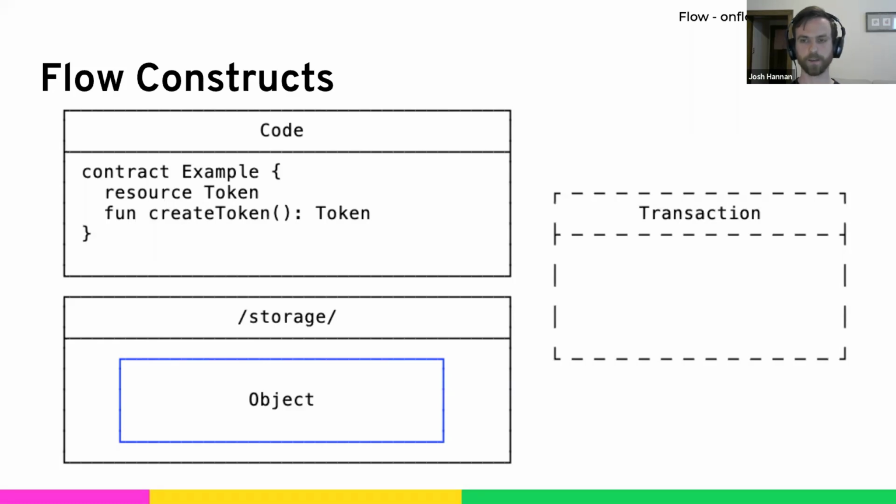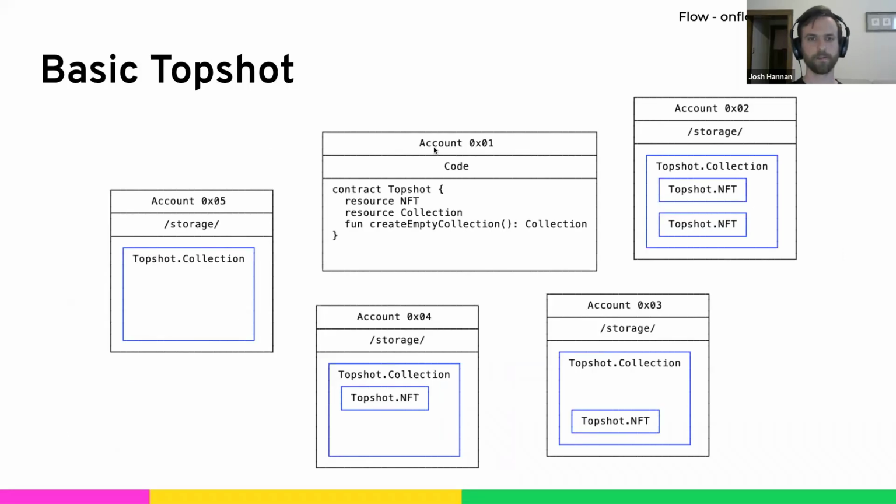And currently, externally submitted transactions are the only way to interact with on-chain code. So this is how all the interactions are modeled and executed in the Flow blockchain. So I'm going to give you a very basic example of how the Topshot contract works. At its core, the Topshot contract defines a resource type called NFT, which is the representation of the Topshot collectible, otherwise known as a moment.